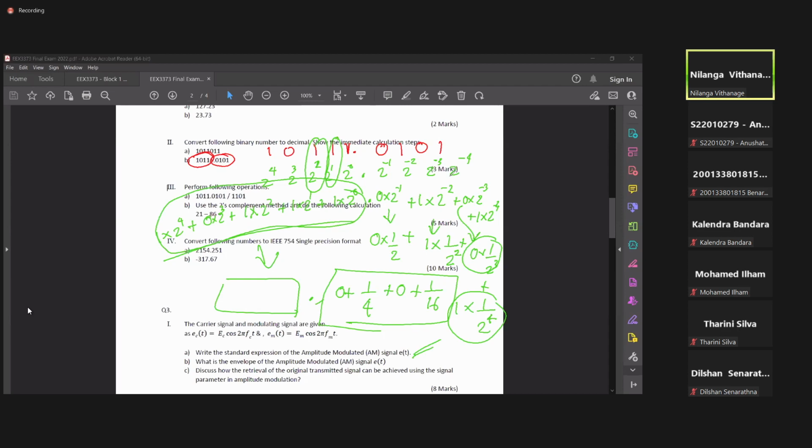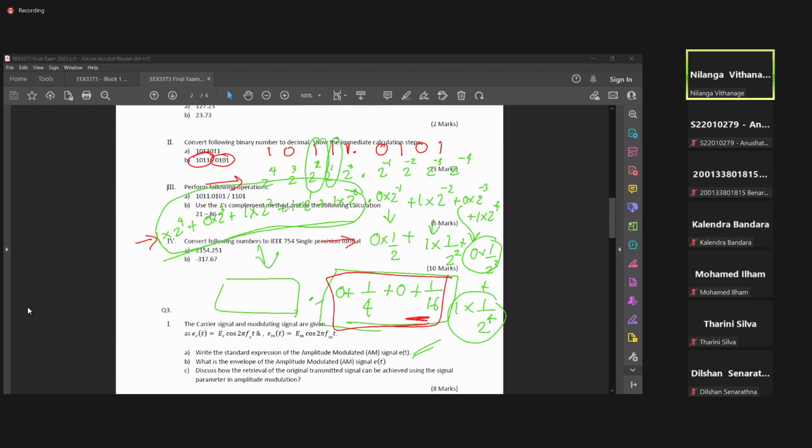Right, so these are the correct steps. You have to follow the correct steps. Also, since you are taking calculators with you, you don't need to do these parts manually, right? You can do these calculations using a calculator, but these intermediate steps you have to show. Otherwise, you won't get any marks, right?